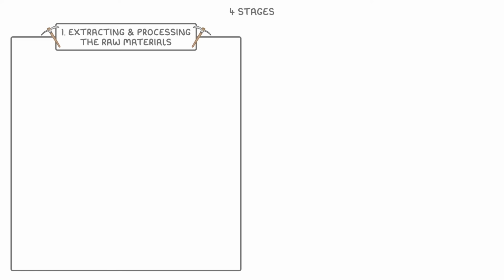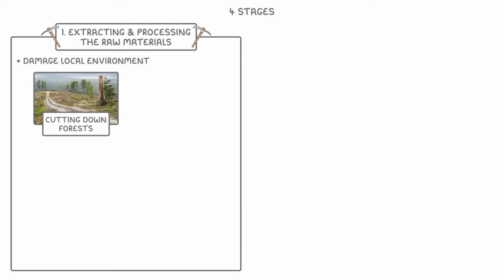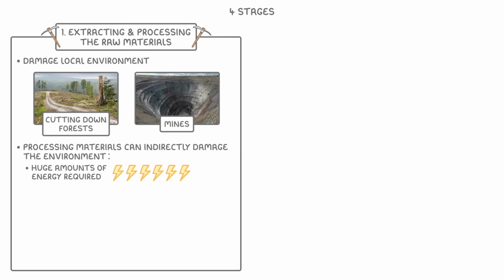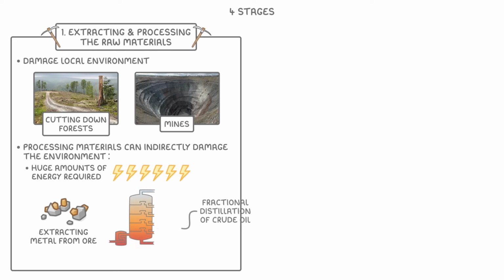When we extract resources from nature, we often directly damage the local environment. For example, because we're cutting down forests for their wood, or digging huge mines to extract ores. Meanwhile, processing these materials can often indirectly damage the environment, both because of the huge amounts of energy that are often required, like when extracting metals from their ores, or during fractional distillation of crude oil, and because lots of pollutants can be released, like when cleaning extracted ores.